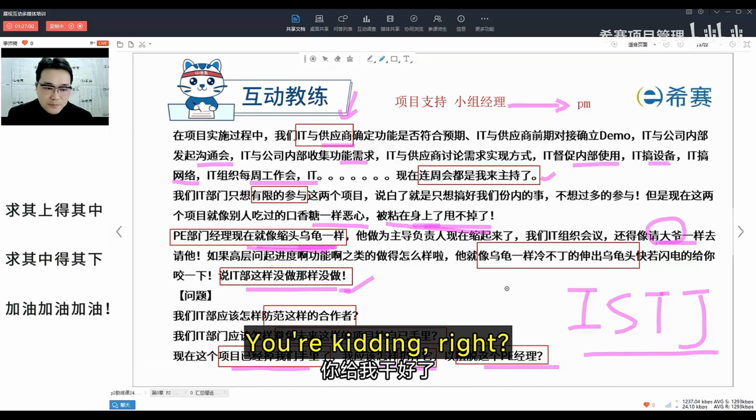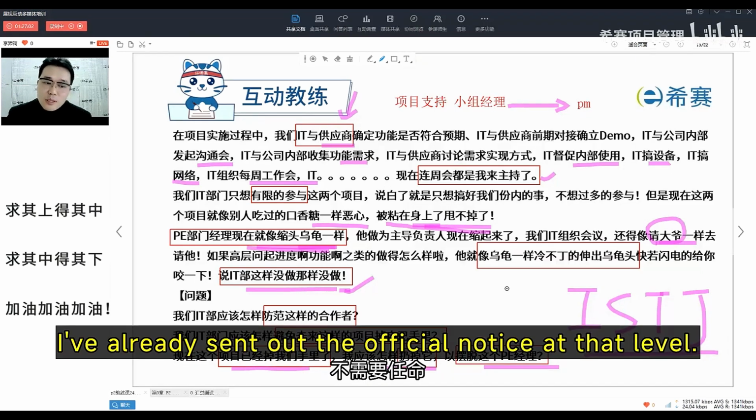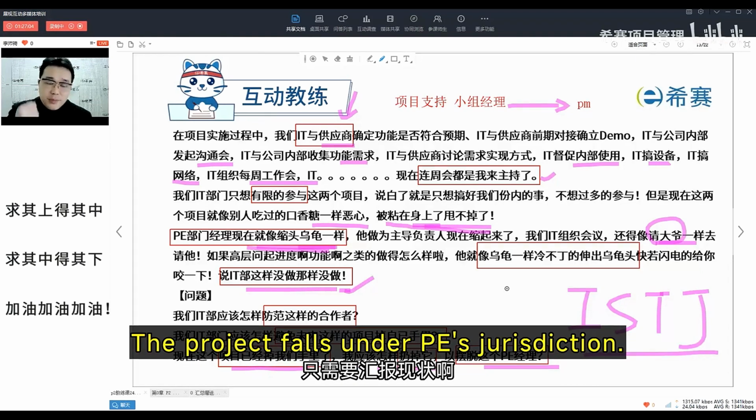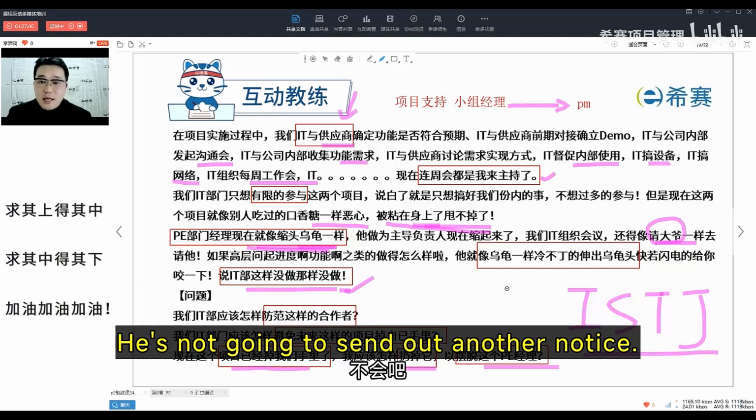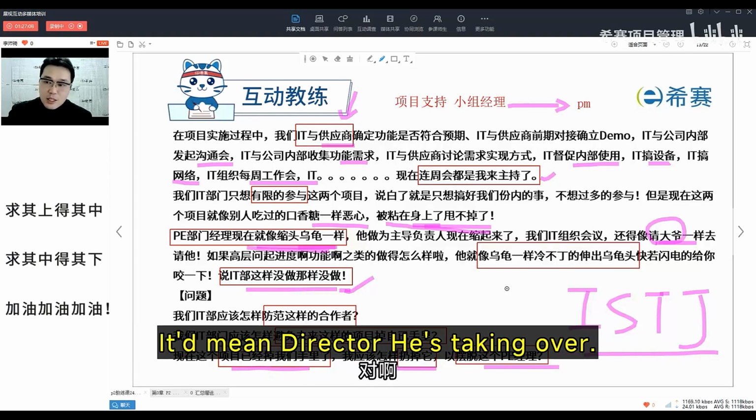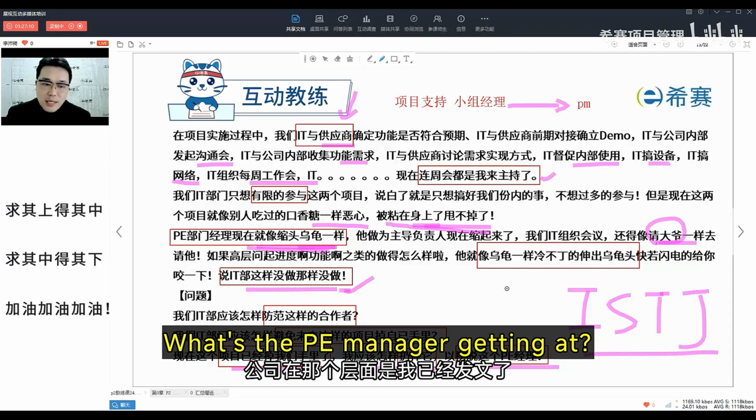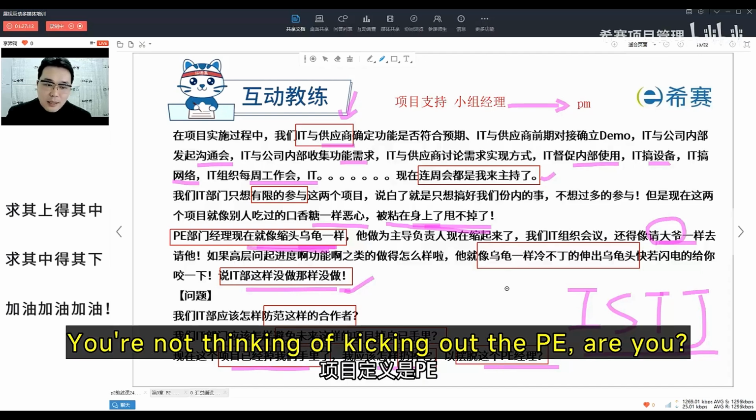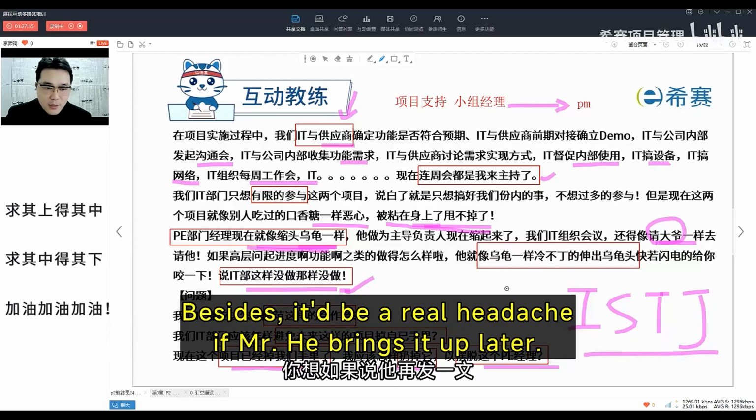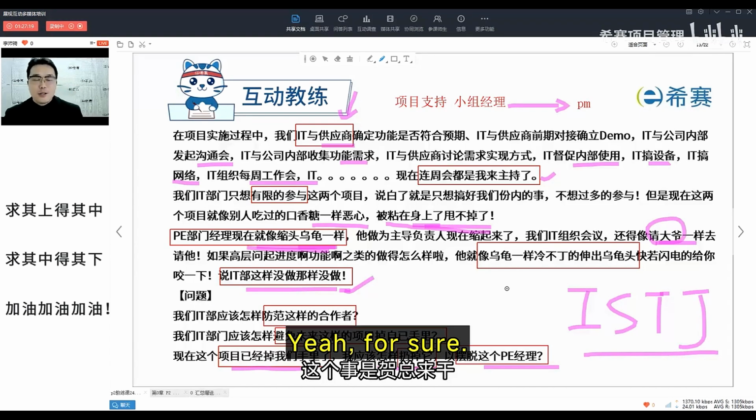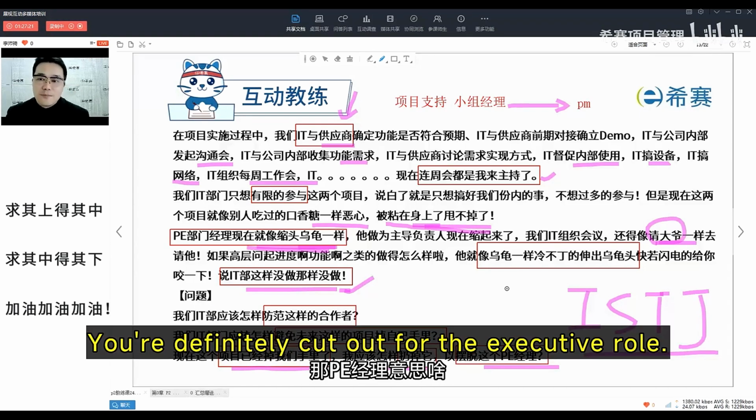You're kidding, right? Sorry about that. PE. Exactly. I've already sent out the official notice at that level. The project falls under PE's jurisdiction. He's not going to send out another notice. Imagine if he sends out another notice. It'd mean Director He's taking over. What's the PE manager getting at? You're not thinking of kicking out the PE, are you? No way. Besides, it'd be a real headache if Mr. He brings it up later. Yeah, for sure. You're definitely cut out for the executive role.